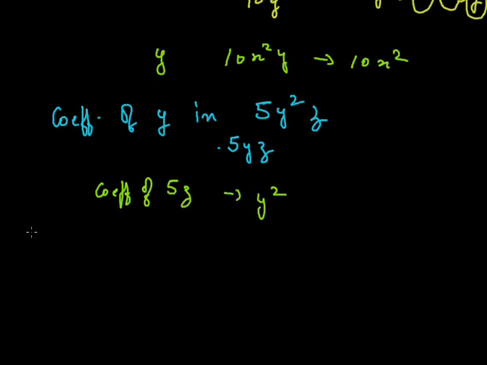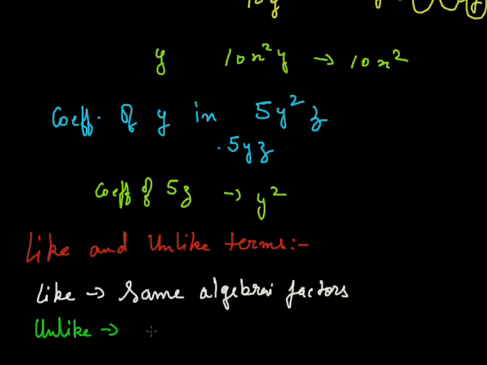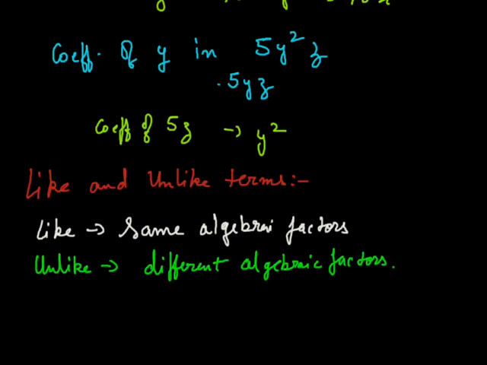Now next is like and unlike terms. Like terms are those which have the same algebraic factors, and unlike terms are those which have different algebraic factors. Let us understand with the help of an example.